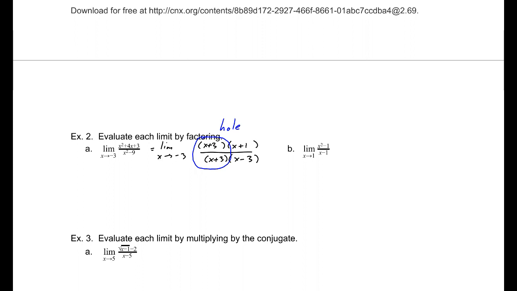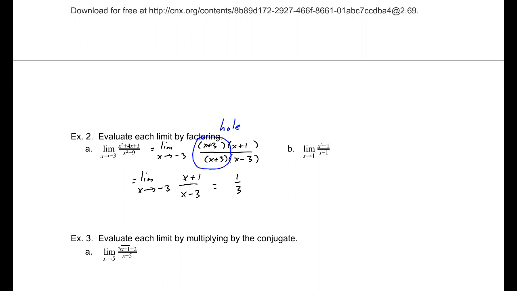Okay, so if we eliminate those two, limit as x approaches -3 of x plus 1 over x minus 3. Now at this point we can evaluate. It's going to be the same limit. It's a different function, but it is the same limit. All right, so that would be -2 over -6, so that would be 1/3.